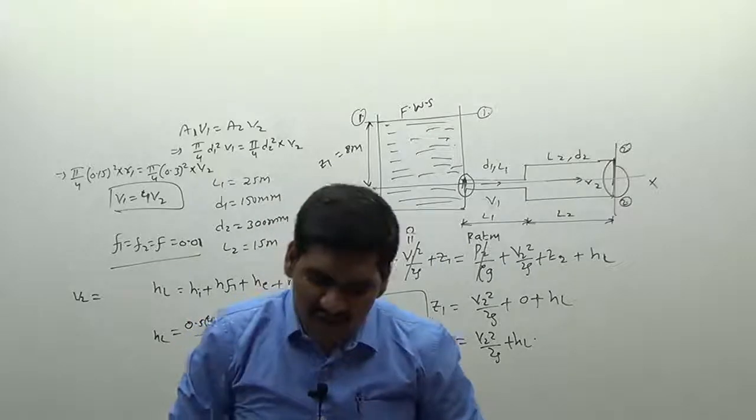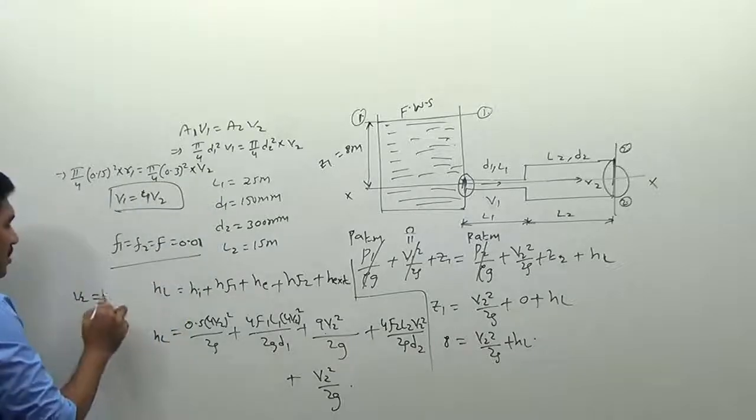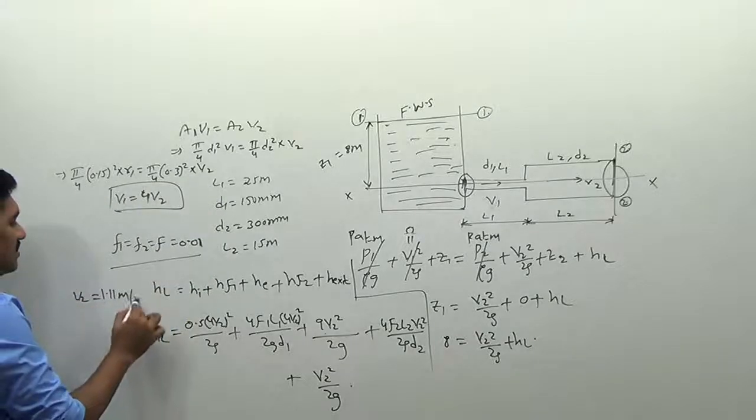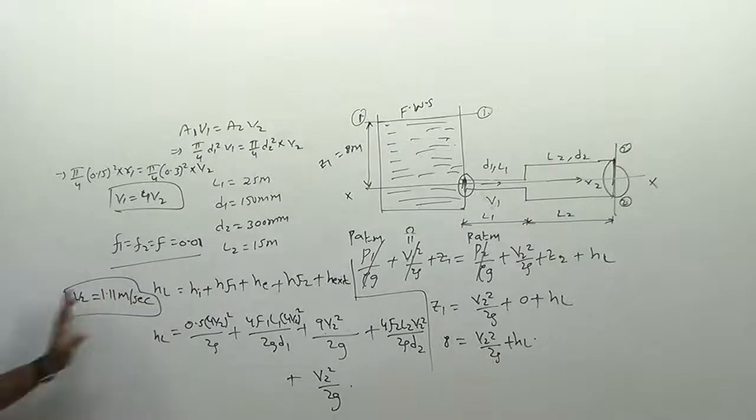Okay, the value of Vt is equal to 1.11 meters per second. This is a very important value. You have to do all the calculations to determine this value V2 here.